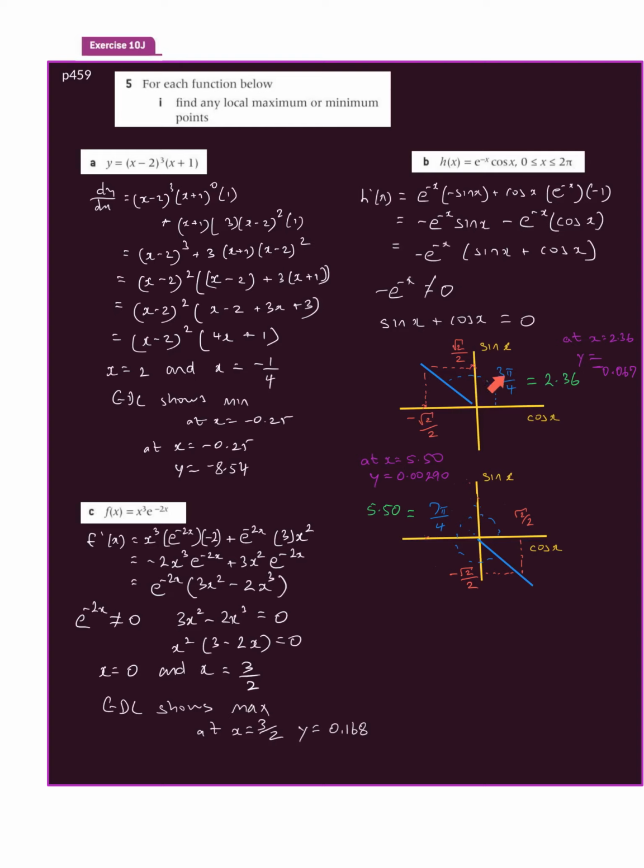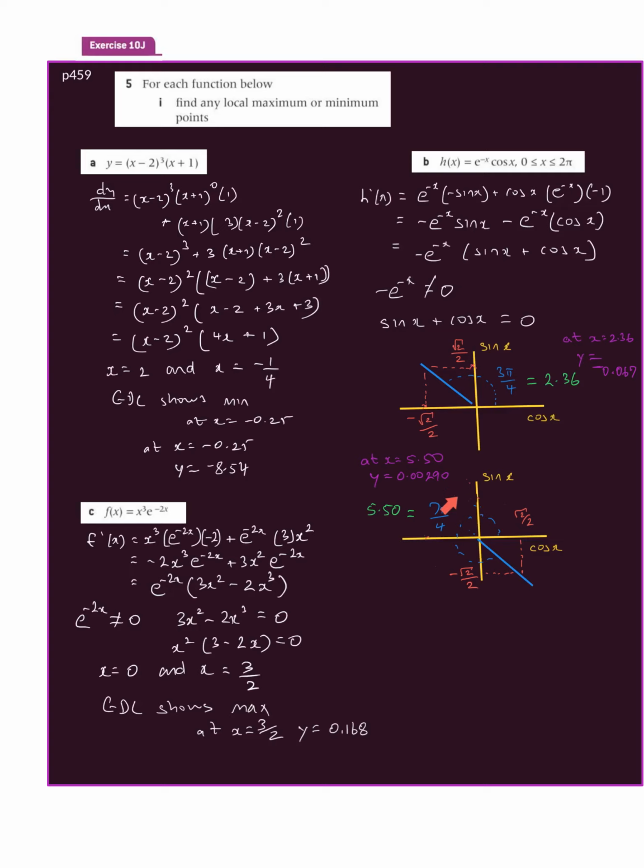And at 3 pi on 4, the value of sine is root 2 on 2, and the value of cosine is minus root 2 on 2. Well, that would equal 0. So that's one solution there, 3 pi on 4, which is 2.36. They want the point, so we put that value into this original expression up here, and we find that the y value is minus 0.067.